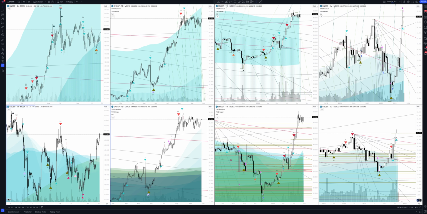Today we will take a look at SURGUT-PREF stock. Let's analyze the market situation and find out how you can make money on it. Let's start.